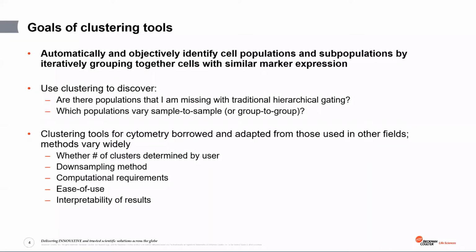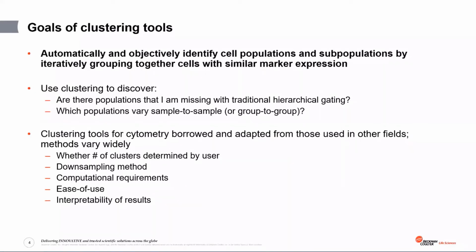Clustering can be used to discover if there are populations that you're missing by gating them out with traditional hierarchical gating methods. By the time you complete comprehensive manual gating, what percentage of events did you assign to a population? How many did you exclude along the way? Maybe those cells are important. Clustering can help you to identify these events. Then, you can use the results to easily identify differences across samples or groups as well.